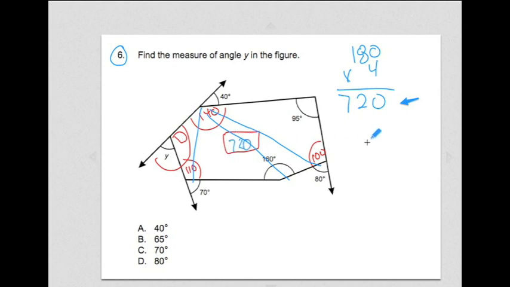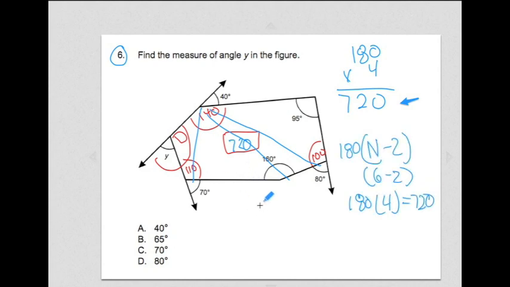Another way I could have used is this formula for the sum of the interior angles of a polygon. You take the number of sides minus 2, times 180. And for this one here it would have been 6 minus 2. That would be 4 times 180. And that also gets you your 720.